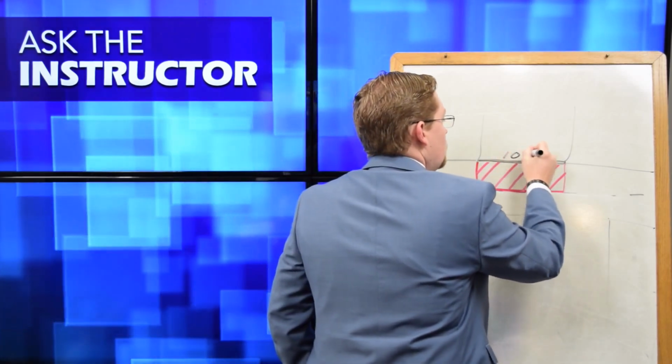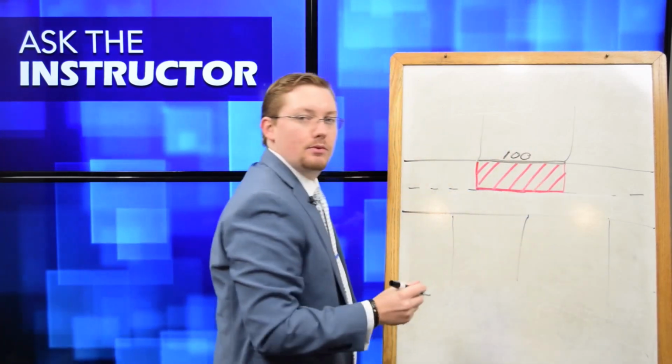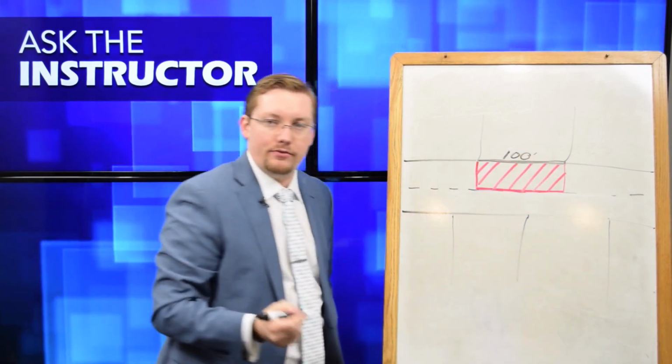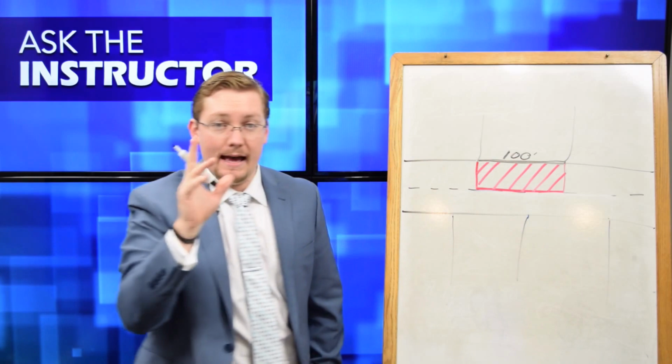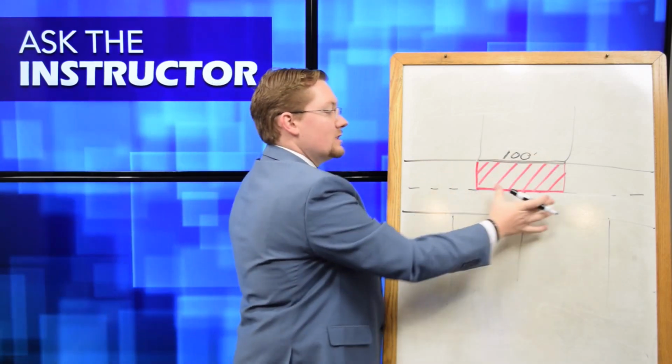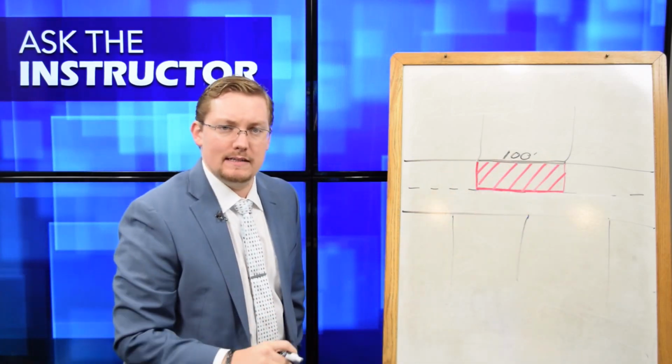Let's say in this case it's 100. So let's say we have 100 feet of frontage. Now that's the one piece of information that you need. You know how much frontage, because now that we know how much frontage we have, we can start calculating what the assessment's going to be.